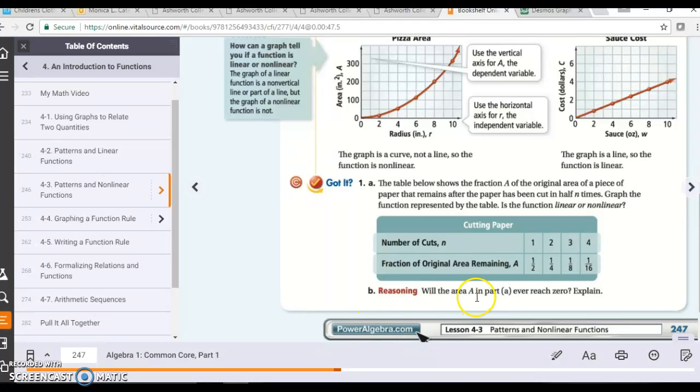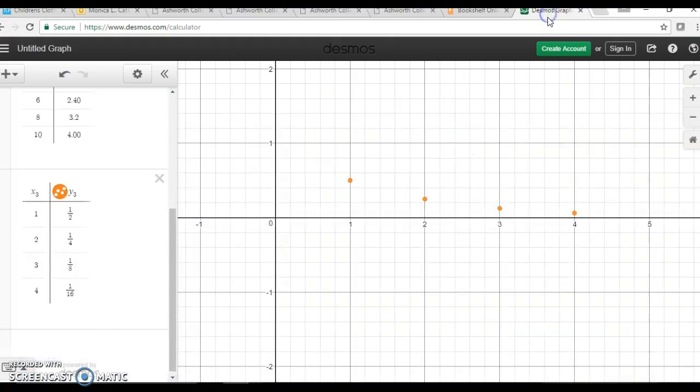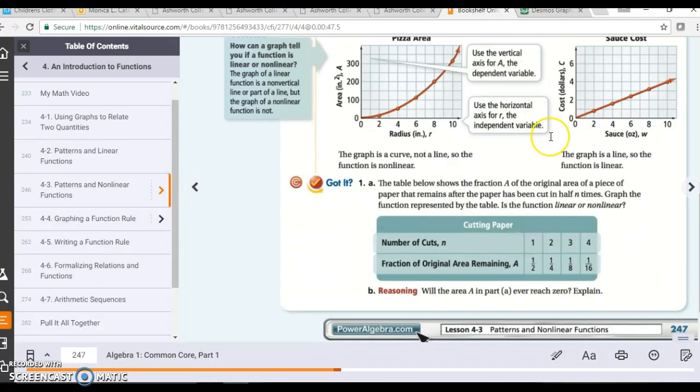So will the area in part A ever reach 0? Explain. So let's look at this. Does it look like it's slowly getting less and less? But it shouldn't ever reach 0, right? I should never have an area of 0. So it looks like it just keeps going closer and closer to 0. So I hope that this helps.